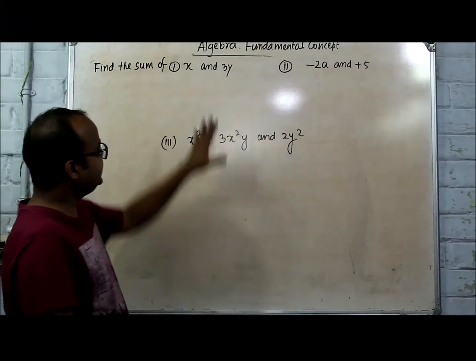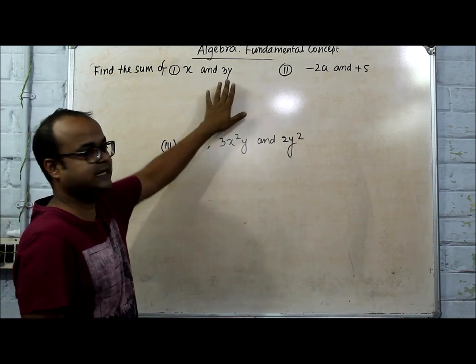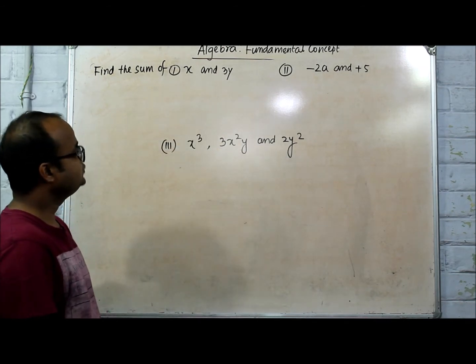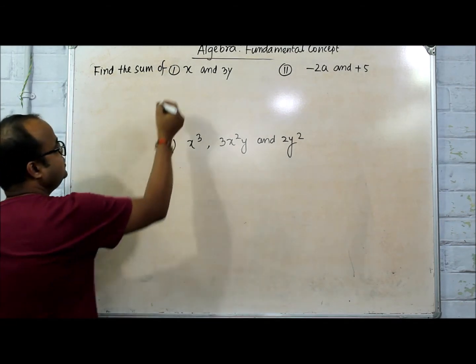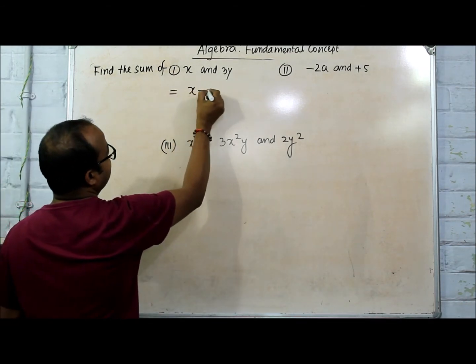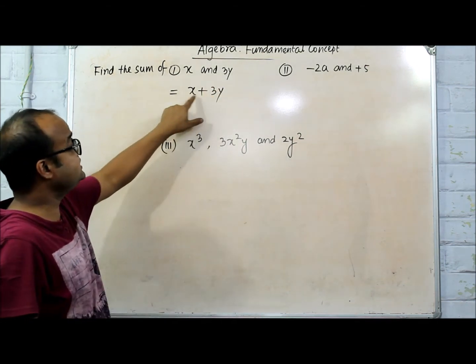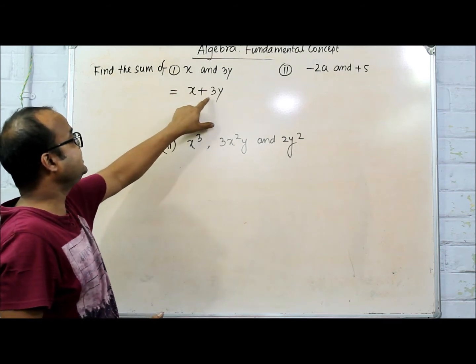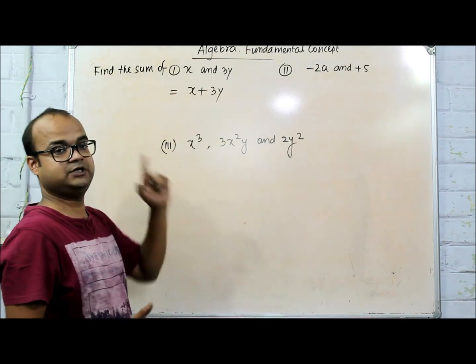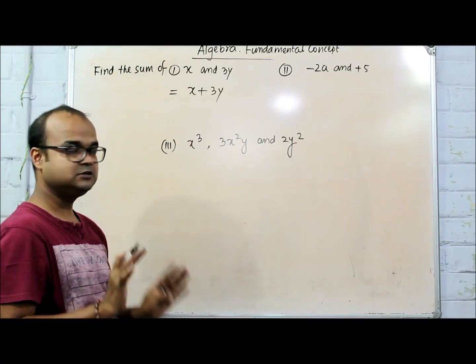Now moving into the next problem, we need to find out the sum of x and 3y. So x and 3y, x, y, unlike terms. So your answer is x plus 3y. Do not commit the mistake by adding these two. Sometimes we see students writing 3 plus 1, 4xy. No. Unlike terms, we leave our answer there only.